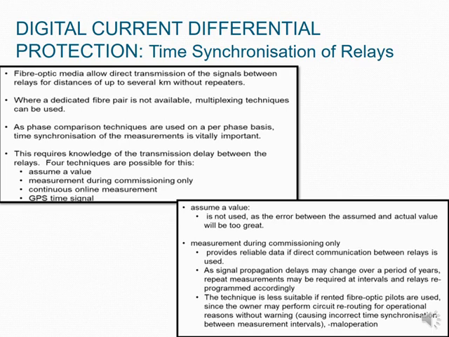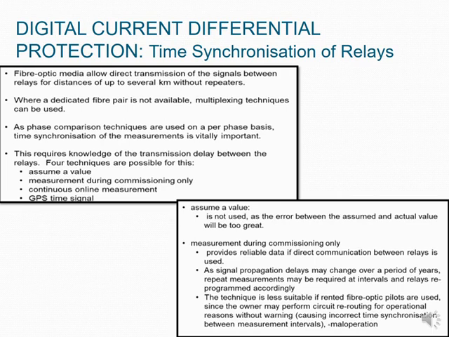Under assume a value, it is not used as the error between your assumed and actual values might be too great. So what we really use is your measurement during commissioning only, whereby we have provided reliable data of your direct communication between your relays.